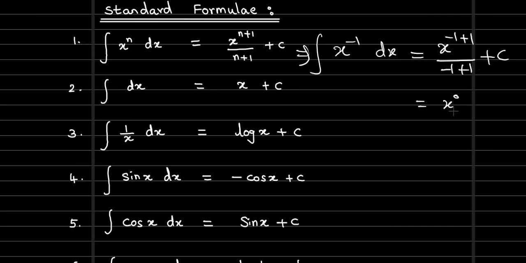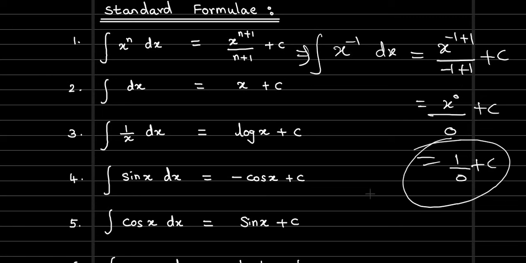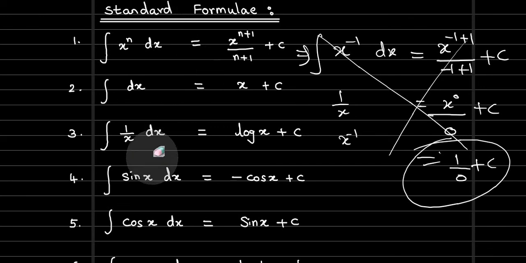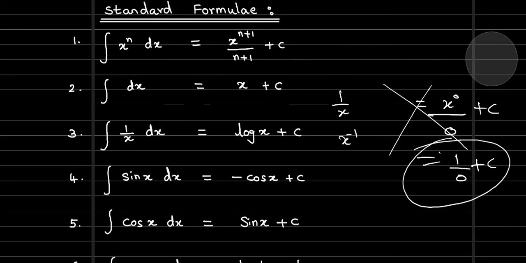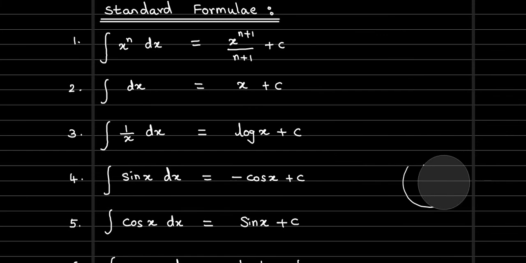Now we will simplify this. Minus 1 plus 1 is 0, so we get x power 0 is 1, and 1 by 0 is undefined, right? That means this formula will not work if n takes the value minus 1. If n is minus 1, x inverse or 1 by x, both are the same. When x goes to the numerator, it is x minus 1. So if the power is minus 1, we have to use log x plus c. This is the third formula.